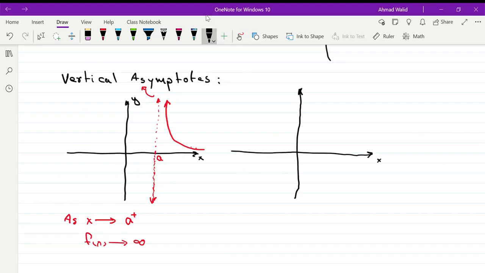Again, x y. Let's mark this point as A, my vertical asymptote. As x approaches A from the left, f of x can approach negative infinity. It means the shape of the graph will be like this.